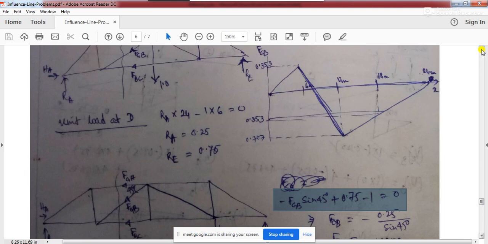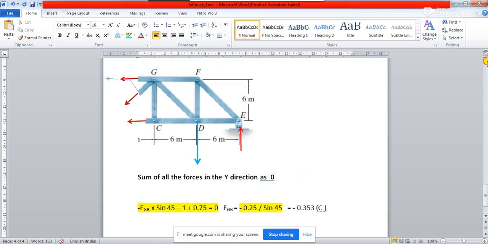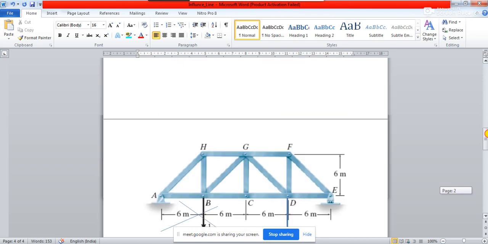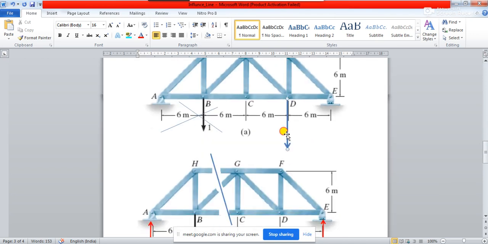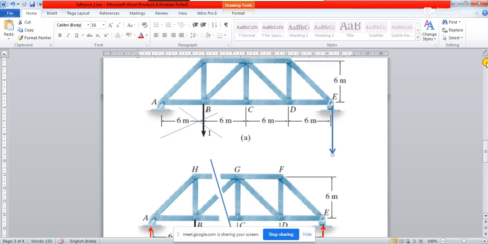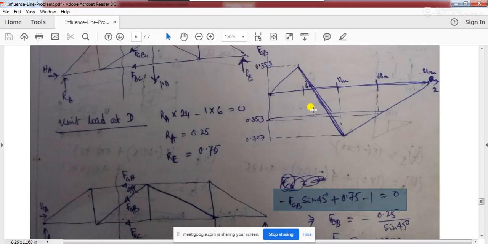Okay, now you see, let us go back to this slide. See, three values we have got, right? So when the unit load will be at this A, or the unit load will be at this E, at that time the value of the member force at this GB is going to be equal to 0. That you understand, right?